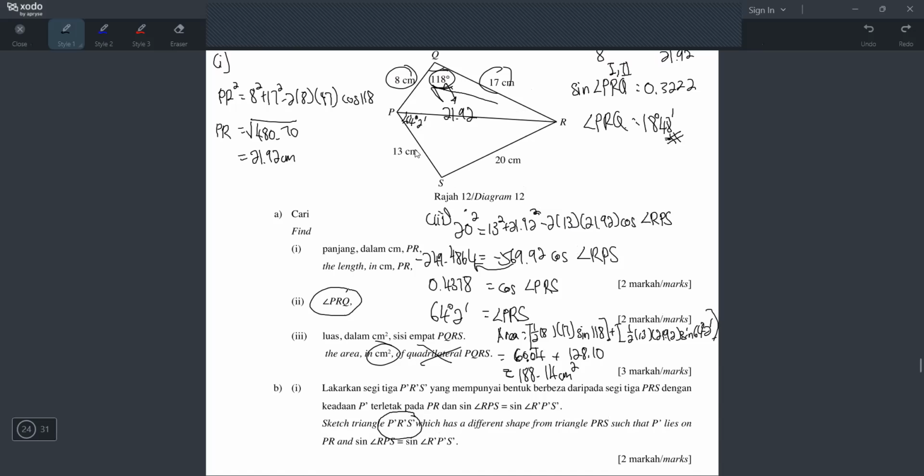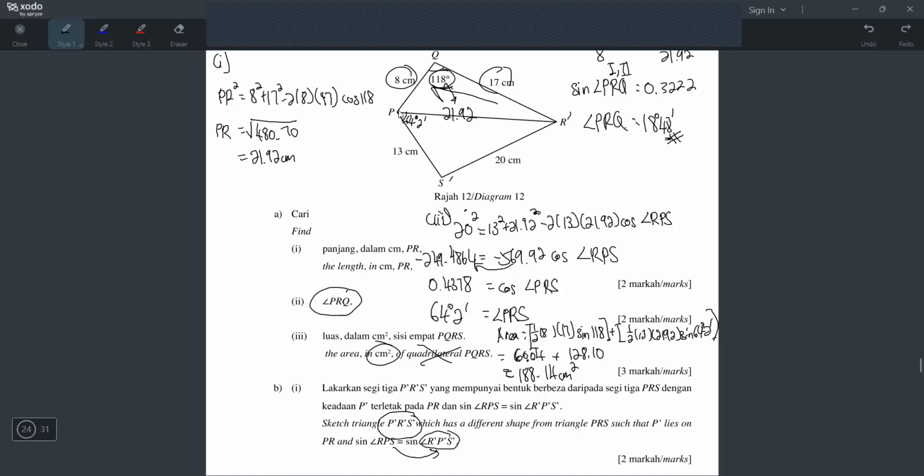So RPS angle is here, right? So the P prime will be, it means the 64 degree 2 minute will be the reference angle of the R prime, P prime, S prime angle. That's what it means, right? So let's think about this. P prime lies on PR. So I think your P prime must be here, right? It means your R prime and S prime is still here, but the P already moved. But when it moves, it will move along this line.